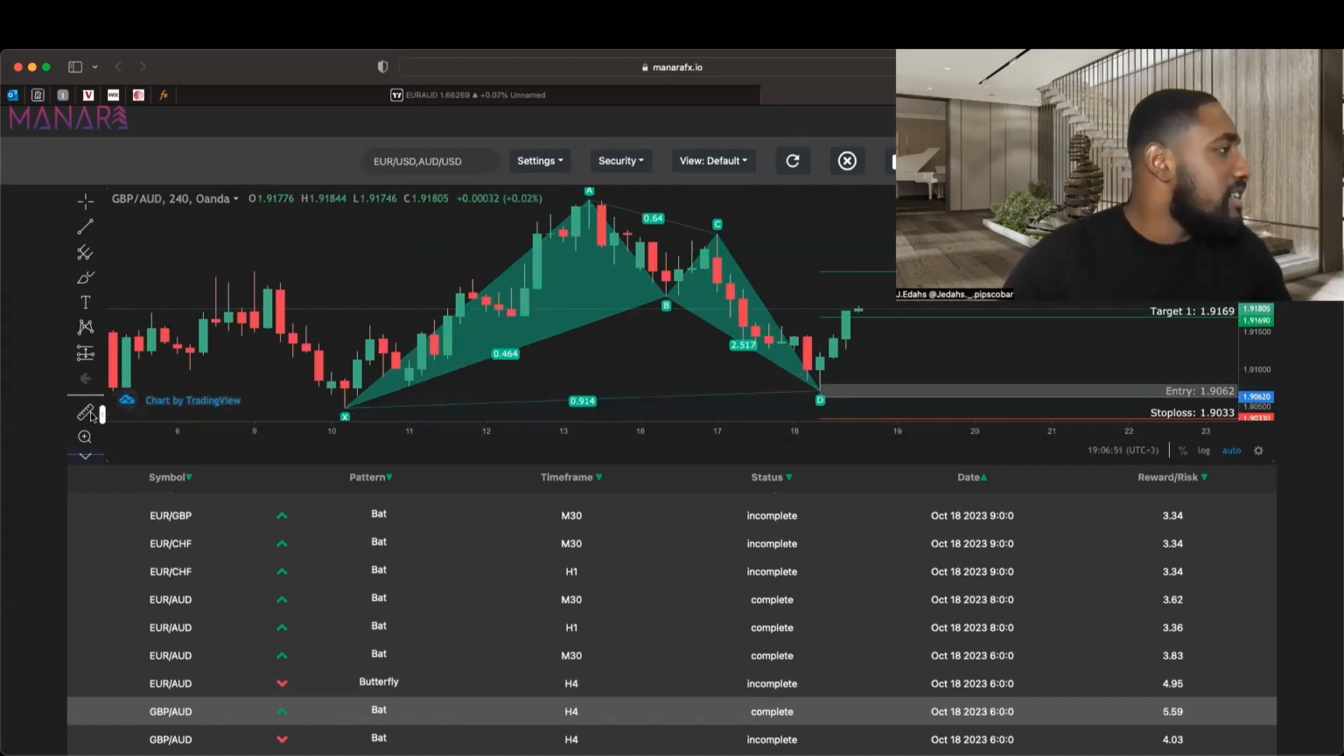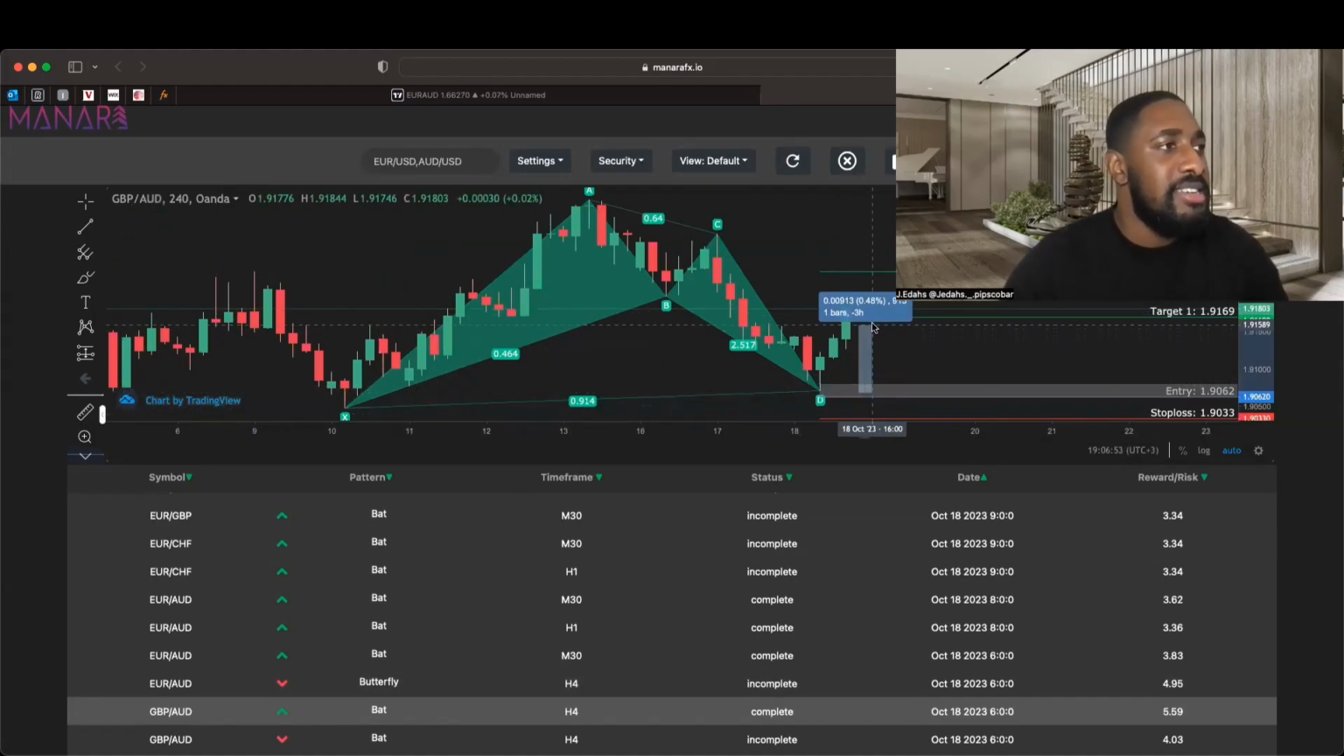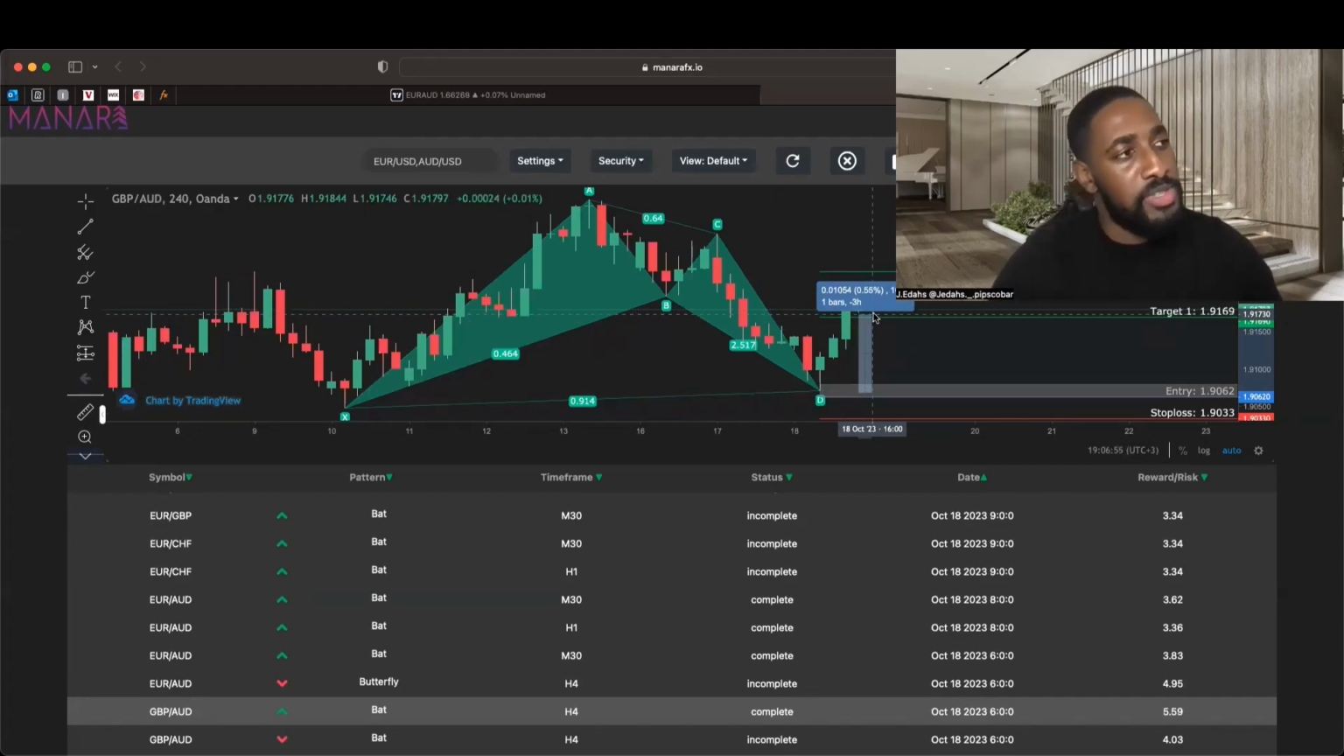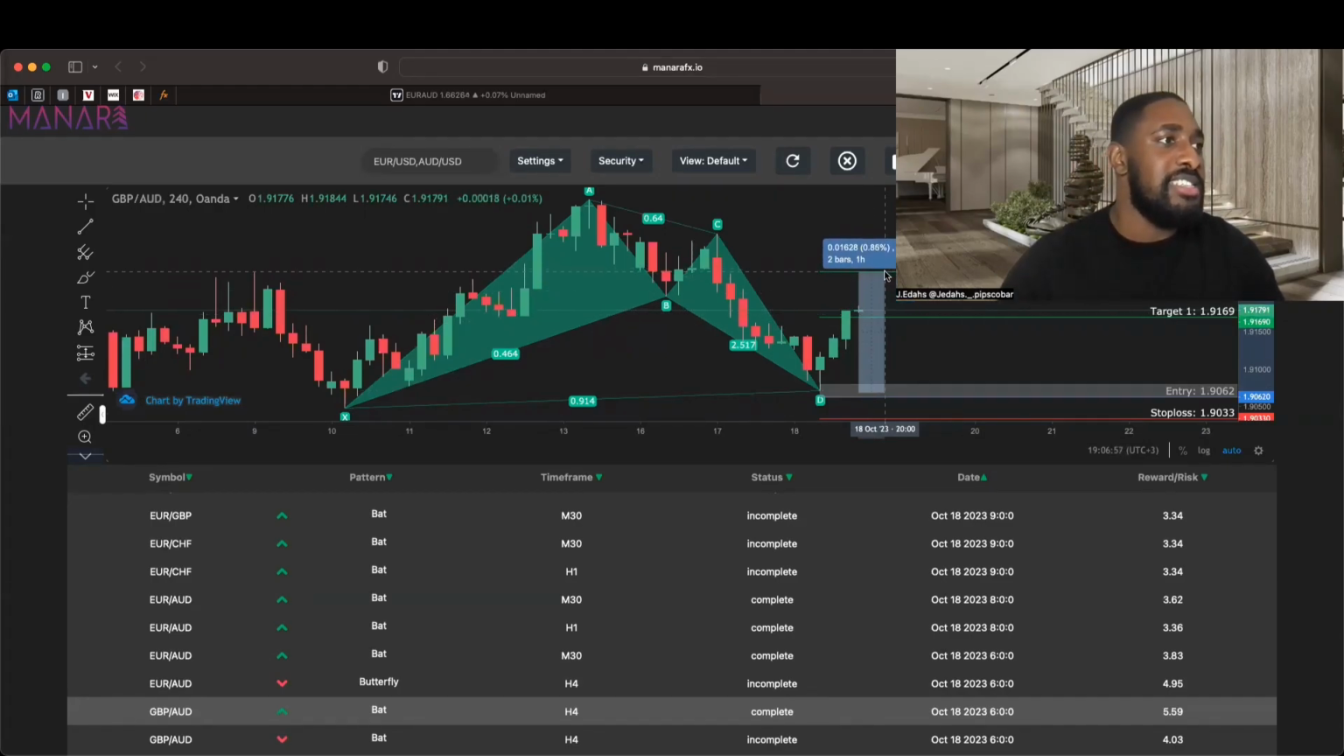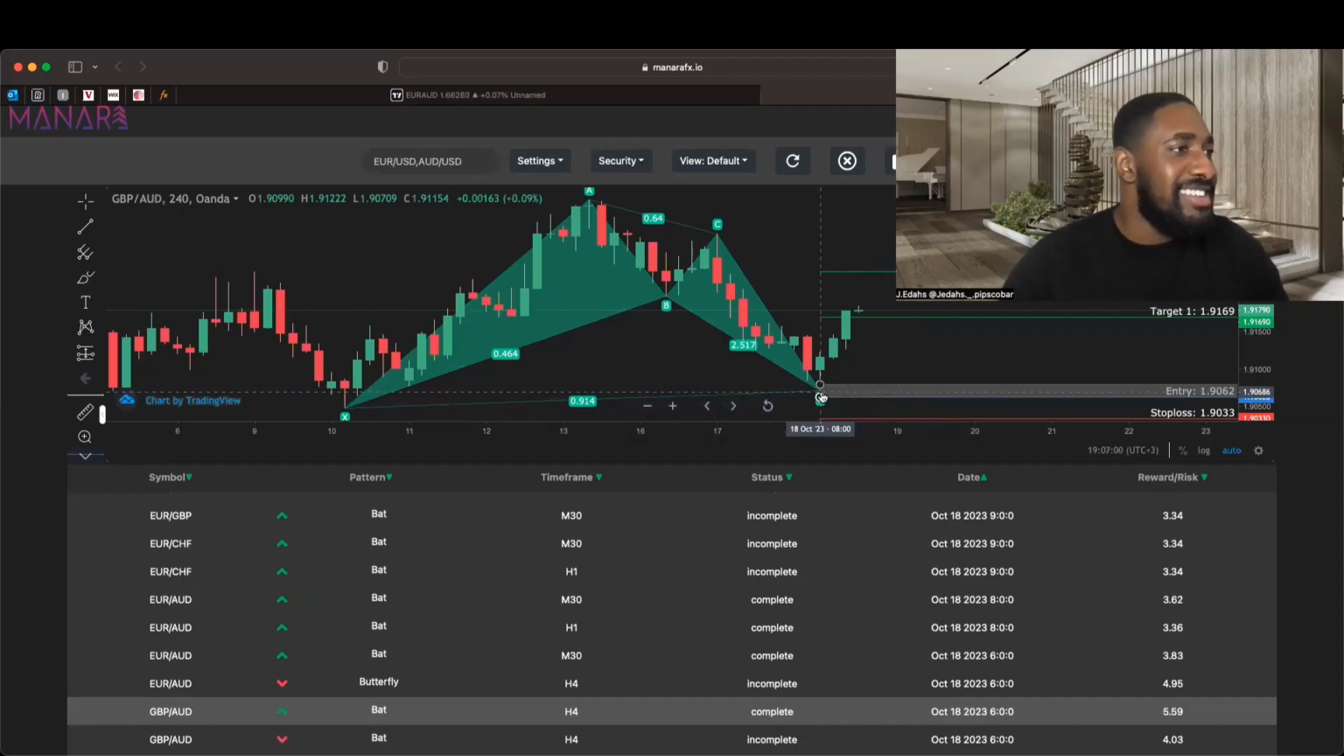Okay, so you can see so far this trade has done 100 pips for TP1, and then TP2 is 160 pips. Couldn't quite catch it. I just wasn't ready for it at 8 o'clock this morning, and then it left without us.